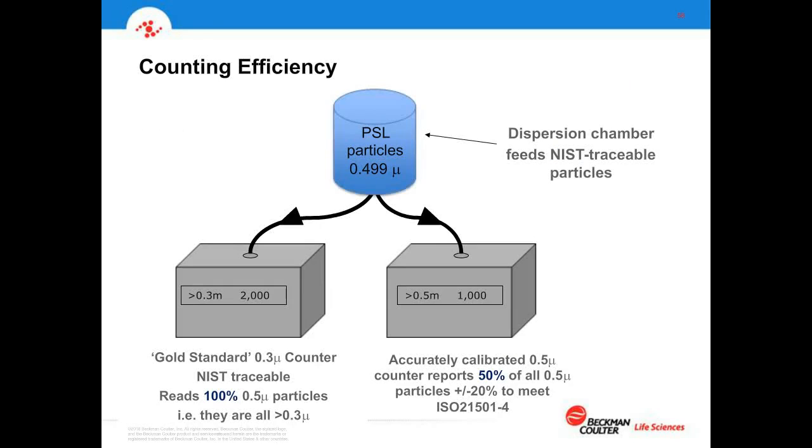So then if we put two instruments in and sample simultaneously this atmosphere that's well mixed, we would see the 2,000 value in the challenge, but we see a different number. We see a value of 1,000 in the unit we're testing. Why is that, and is that correct? Well, yes, it's correct because the counter is designated under 21501 to report 50% of the challenge at that particular threshold size of 0.5 micron where it's set, plus or minus 20%. That's the test.